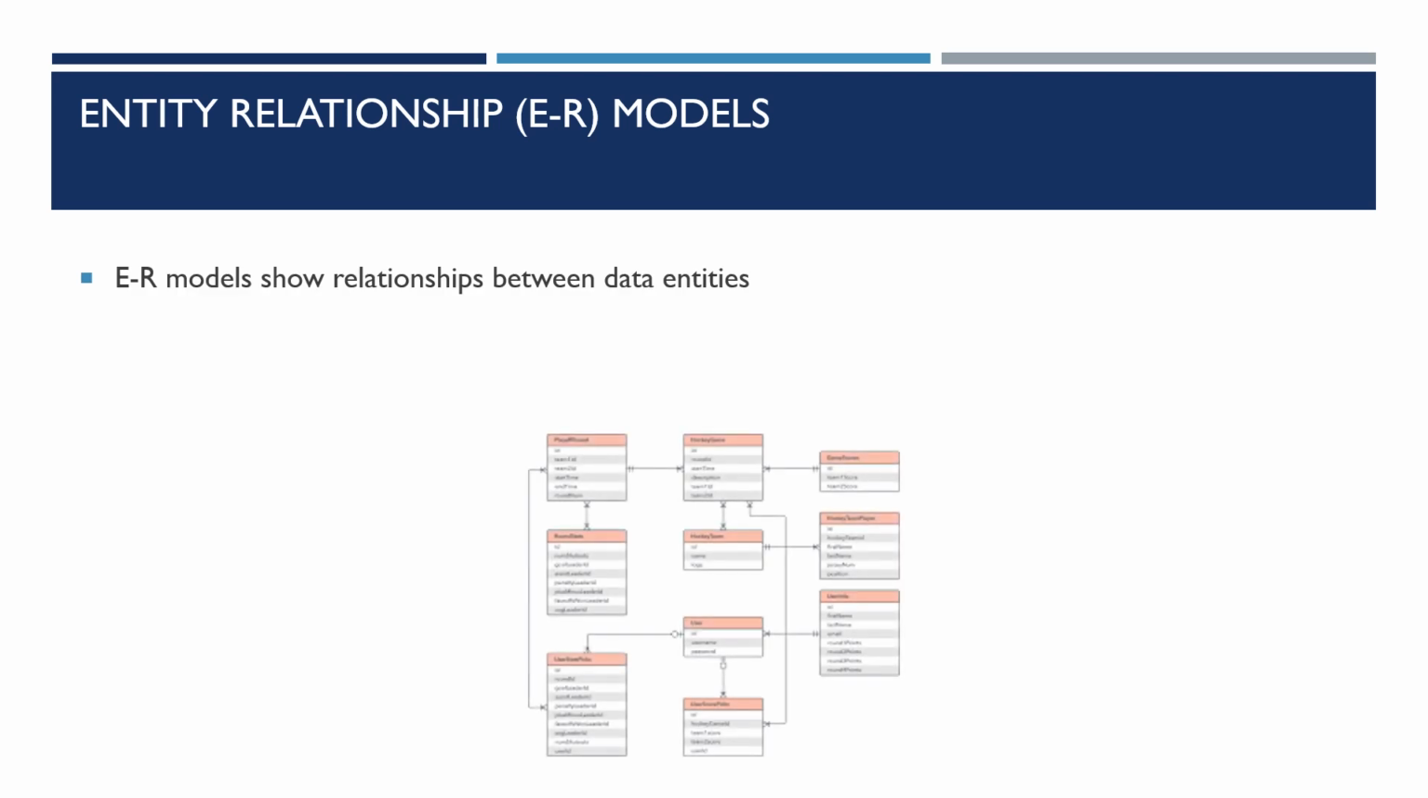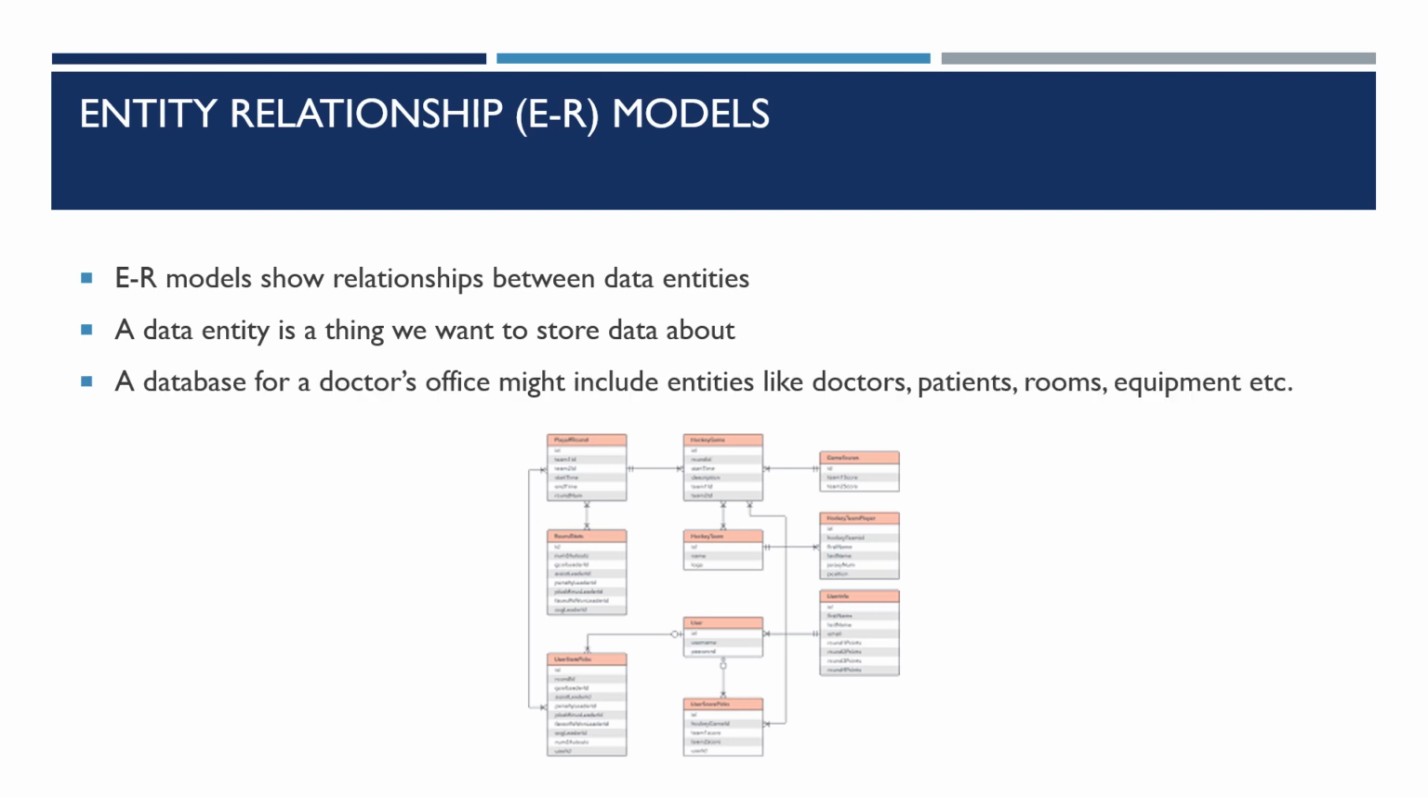Entity relationship models, often referred to as just ER models for short, show the relationships between data entities. A data entity is a thing we want to store data about. A database for a doctor's office might include entities like doctors, patients, rooms, equipment, and things of this nature.